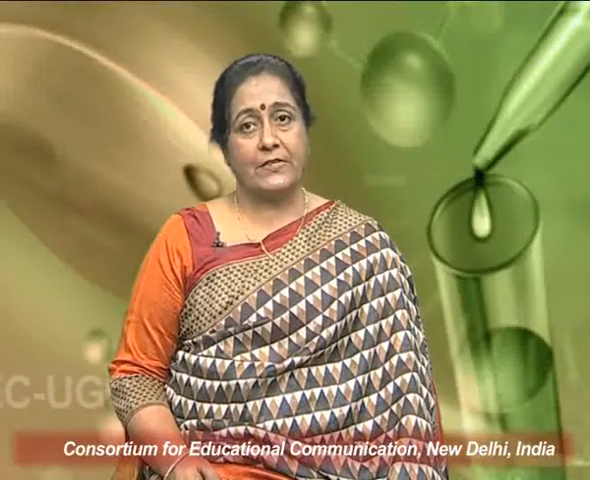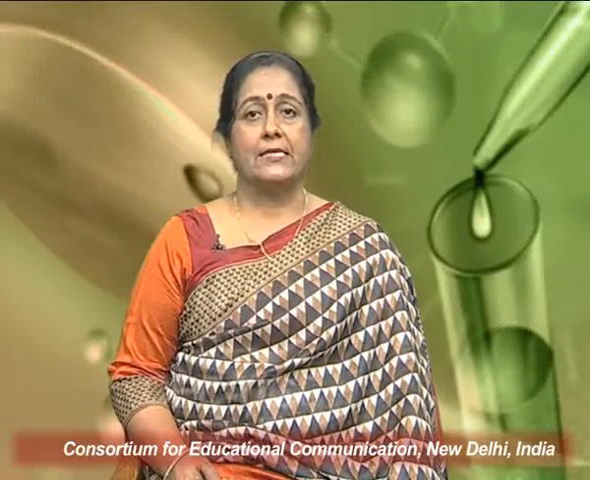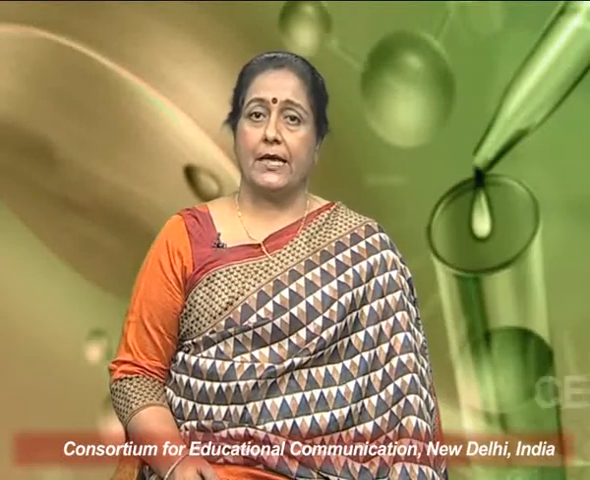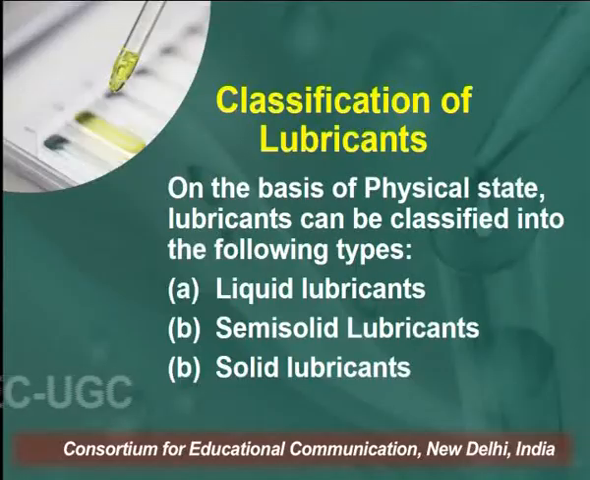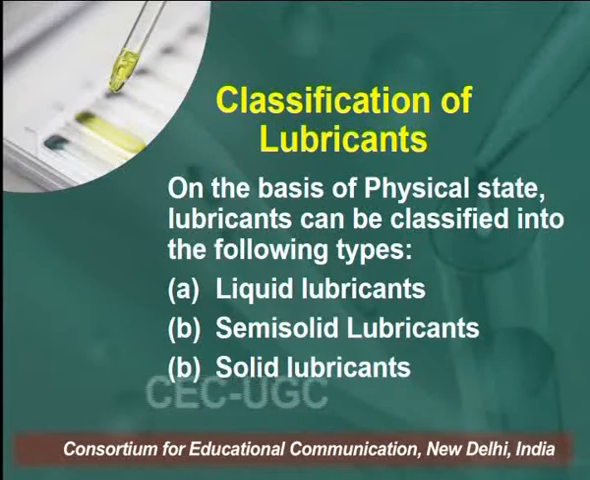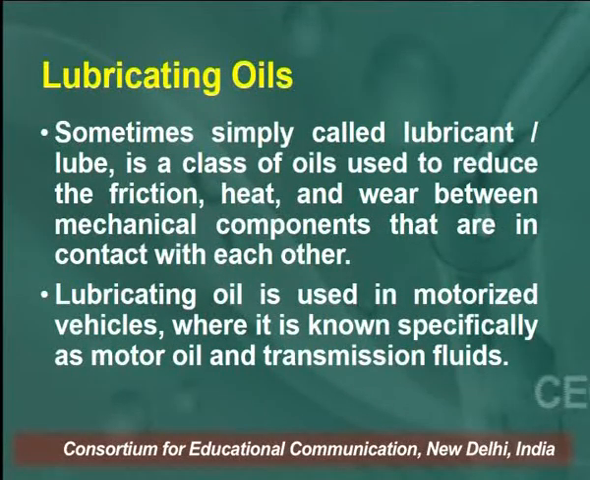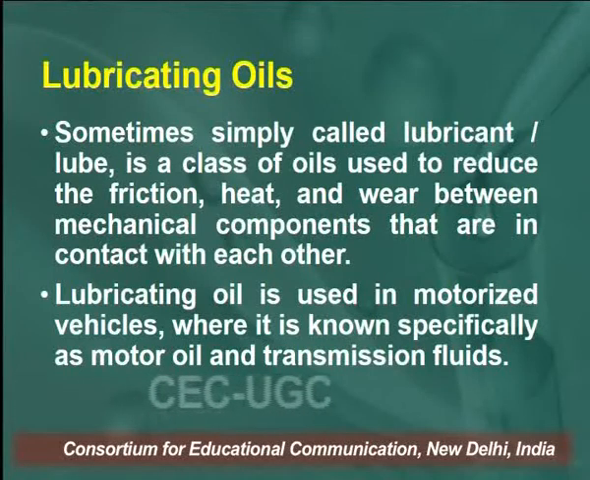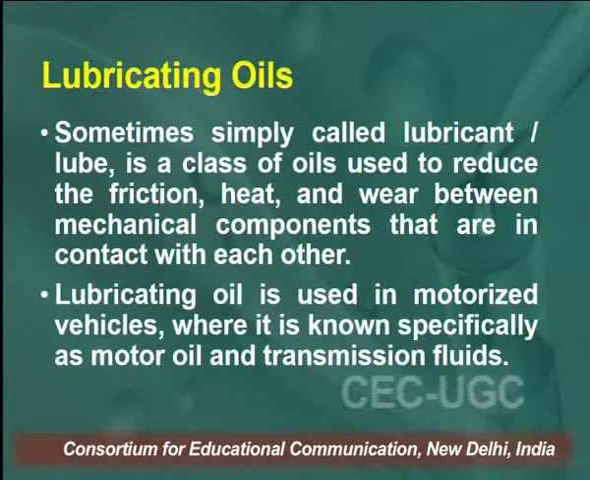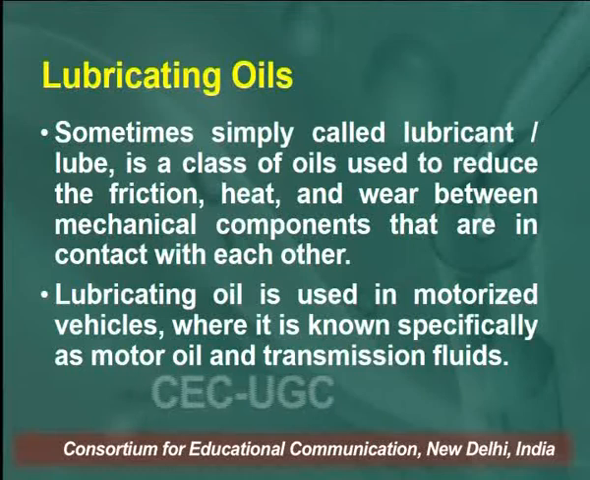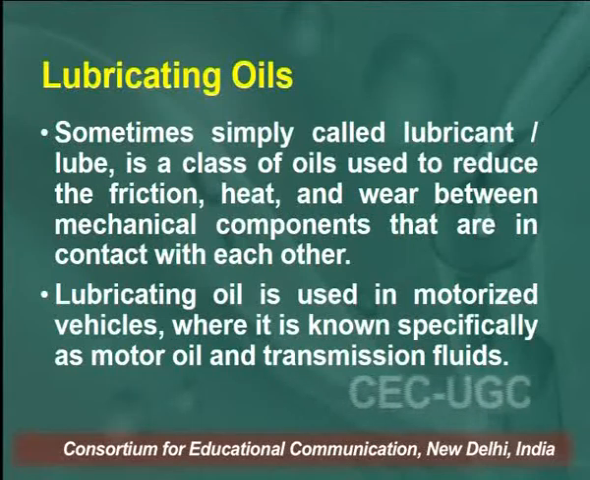On the basis of physical state, lubricants can be classified into the following types: liquid lubricants, semi-solid lubricants and solid lubricants. Lubricating oils come under the category of liquid lubricants. Sometimes they are simply called lubricant or lube. It is a class of oils used to reduce the friction, heat and wear between the mechanical components that are in contact with each other.